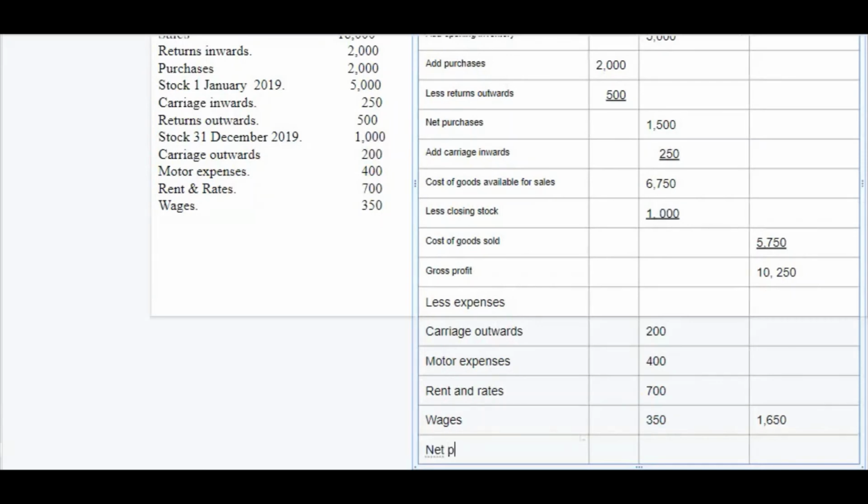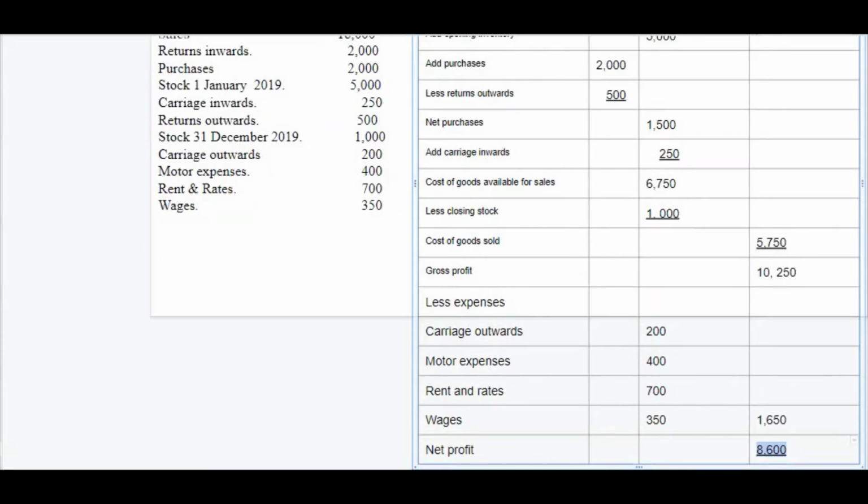So when you take away 1650 from 10,250, you will be left with, very good, correct, 8,600, and that is your net profit. So we underline, you're left with 8,600, which is your net profit.